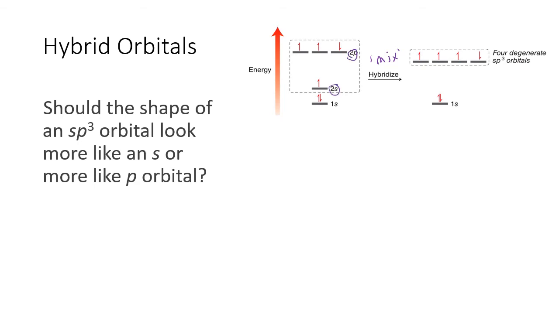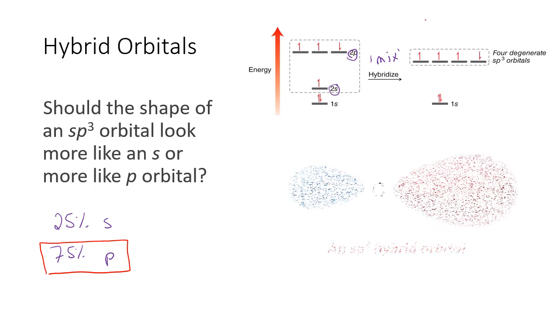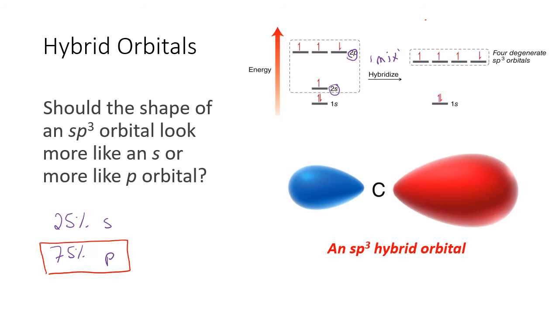So our sp3 hybrid orbitals are going to be 25% s character and 75% p character, if we look at it out of 100%. So they're going to have a little bit more of a shape compared to a p orbital than they will an s. They'll actually have one lobe that is just a little bit bigger than the other, due to the fact that an s is a sphere and a p orbital is a dumbbell.